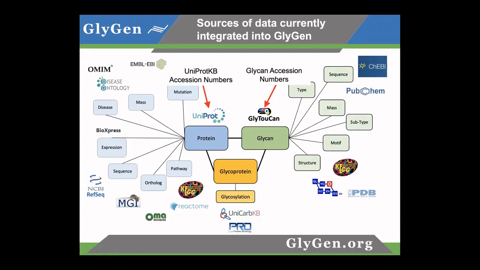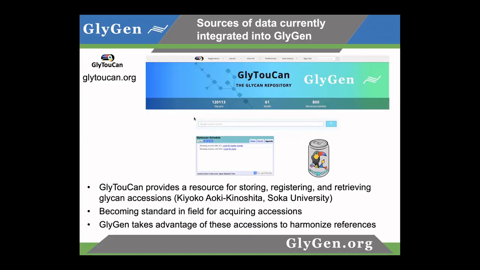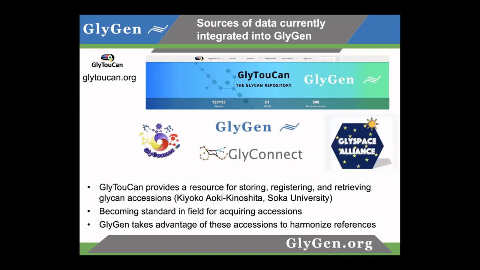It provides a way for individual glycans to have their own accession numbers and to harmonize how we access glycan structures across many different databases. So I encourage you to go to glytoucan.org and understand how this works. Anybody can provide a glycan to GlyTouCan and acquire an accession number that can be used for publications. Increasingly, these accession numbers are becoming standards in the field for being able to refer to glycans. And GlyGen takes advantage of these accessions to harmonize references to glycans across our resource, and you'll see that in a few minutes.